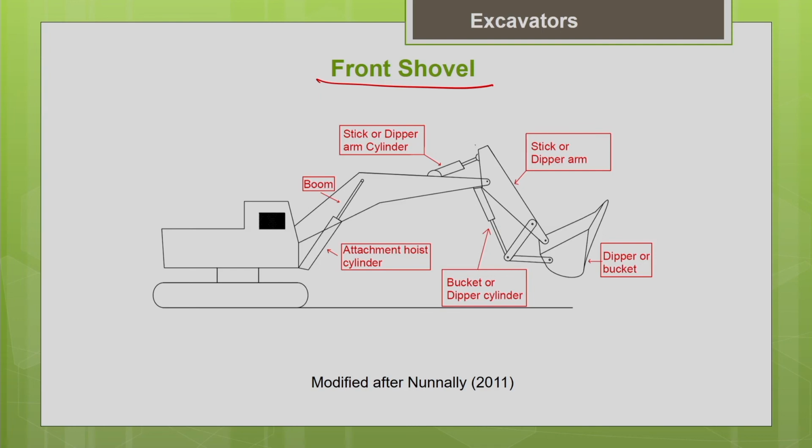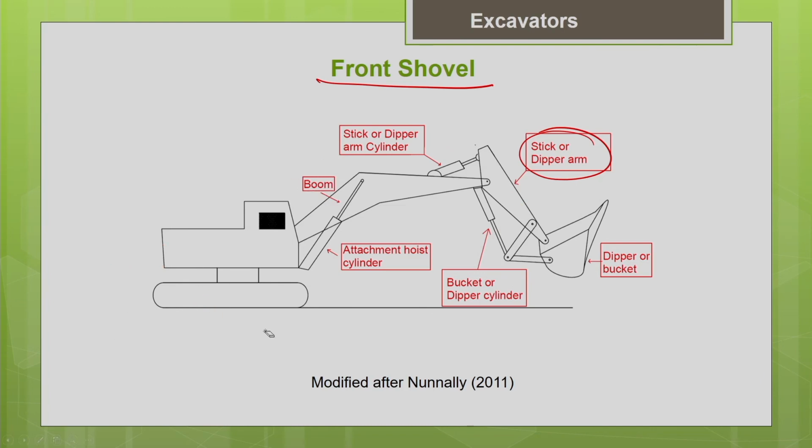Basically the substructure has a mounting, mostly you can see crawler mounting, and the superstructure has the operator cab along with the engine. You can see the boom, this is a boom, and this is the stick or the dipper arm, and this one is a bucket or the dipper. These are basically hydraulic machines, they work based on hydraulic power.